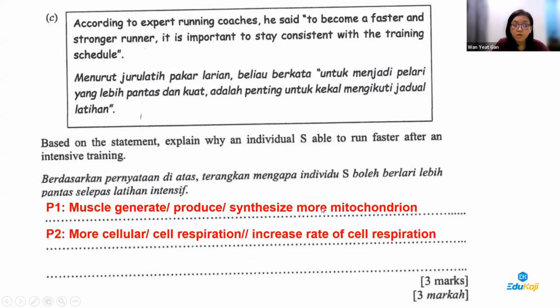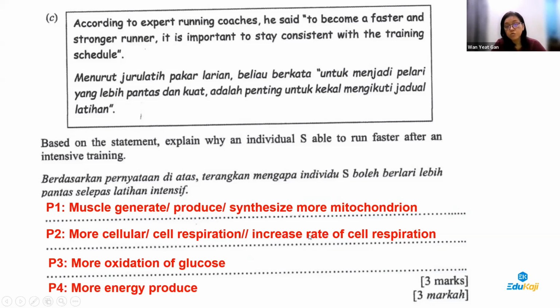More mitochondria means more cellular respiration, so the rate of cellular respiration will increase. So there is more oxidation of glucose, therefore more energy is produced. When more energy is produced, you become a stronger runner with more energy to run faster.